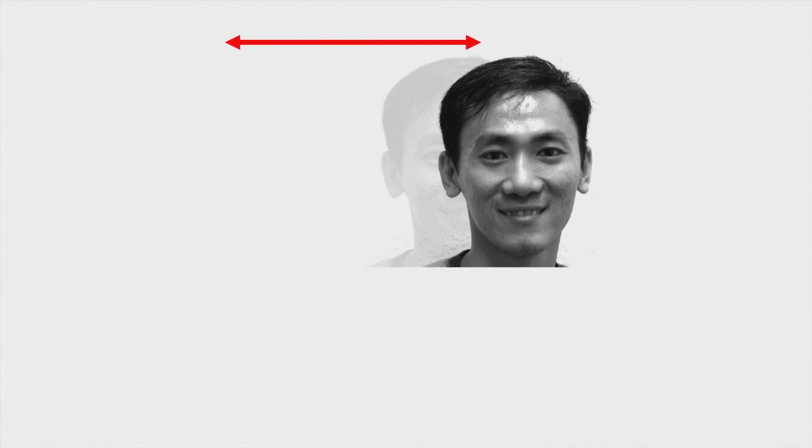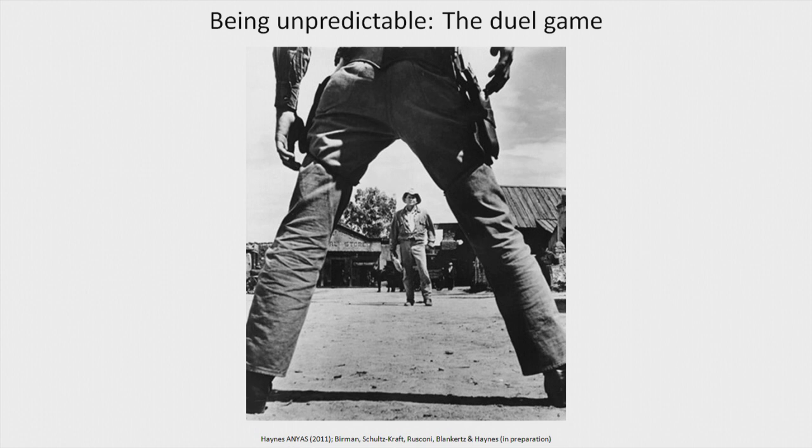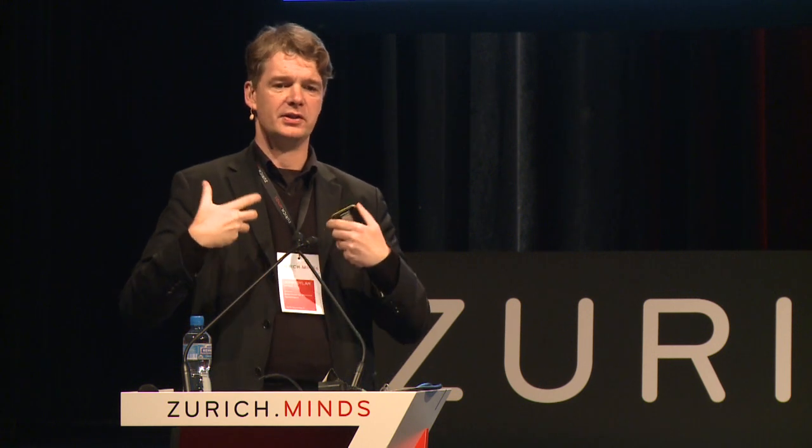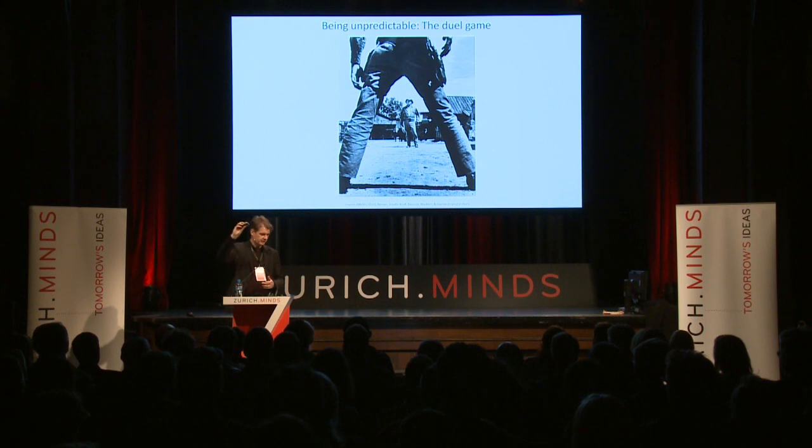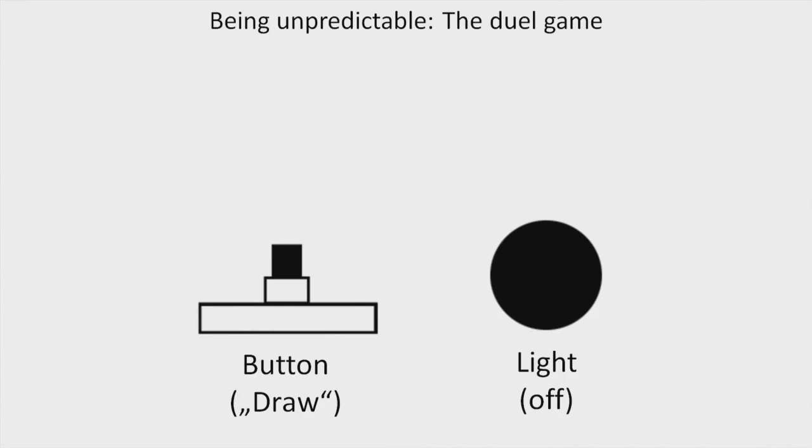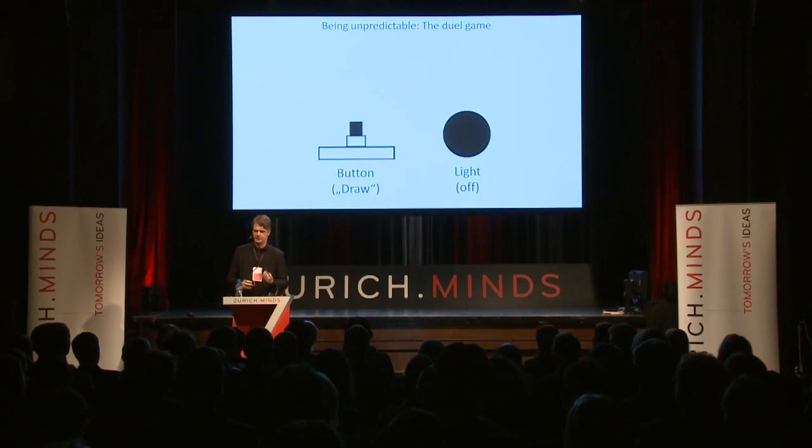So for this, we devised a game we call the duel game. And the duel game is very similar to a duel. I'll just invite you to abstract a little bit from this. But it's the basic idea: are you going to be able to draw the gun first? Or is the computer going to be able to catch you during this preparation period? And the way it works is like this. You get a button, and the button is drawing. You press the button, now you've drawn, and that's your choice of drawing. And there's a light attached to it. And if you press the button while the light is turned off, you get a point.